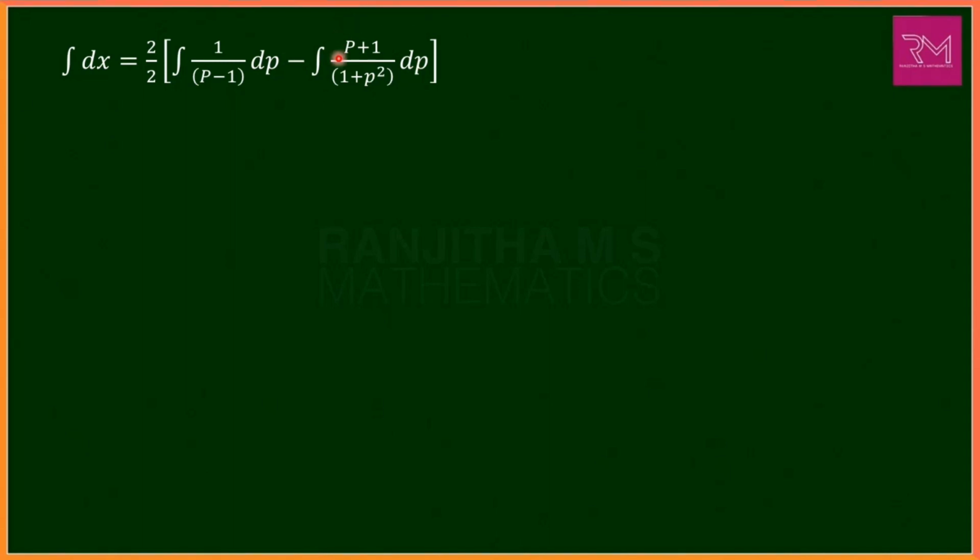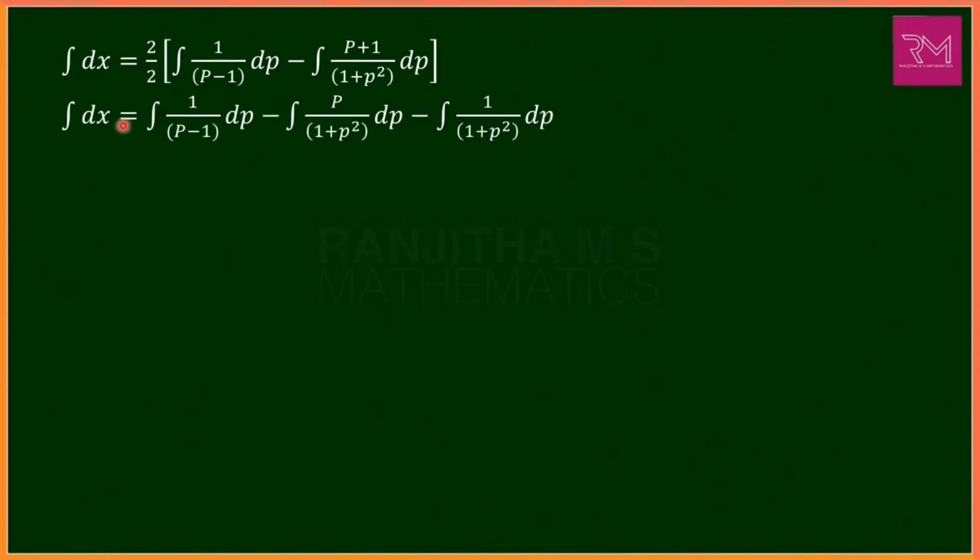Now this integration of p plus 1 by 1 plus p square, we can split as follows. Here 2 gets cancelled. Integration of dx is equal to integration of 1 by p minus 1 into dp minus integration of p divided by 1 plus p square into dp. Here plus into minus, minus integration of 1 by 1 plus p square into dp.